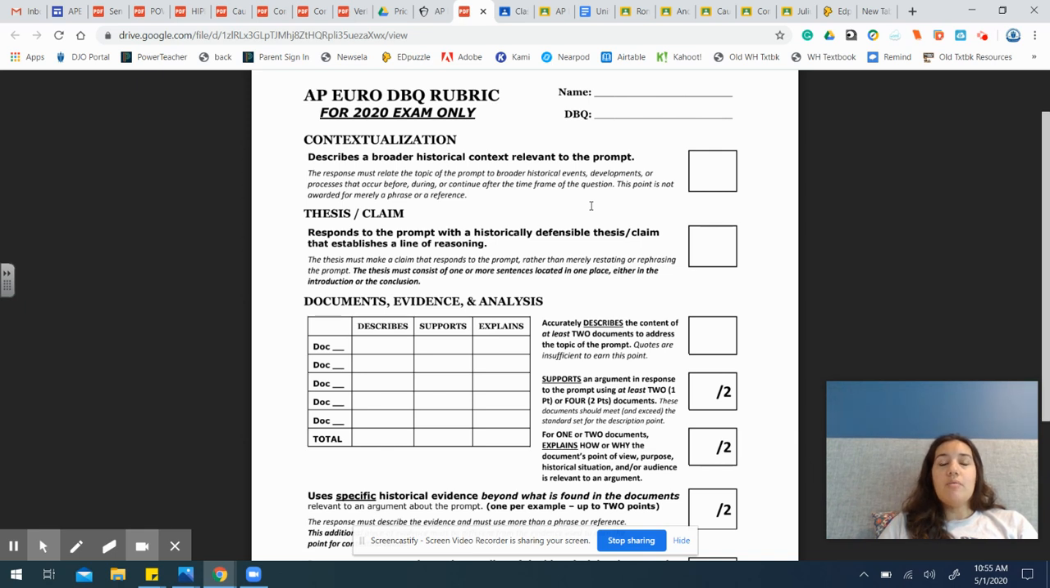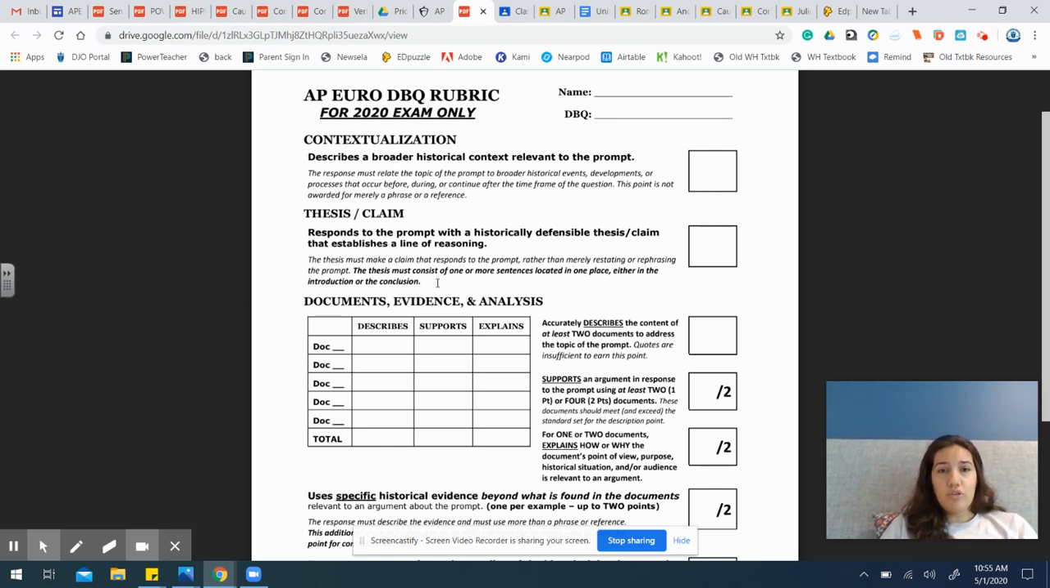Just think about this. AP readers don't like big statements. They want a specific statement so that you have specific thoughts and examples to support those statements, if that makes sense. Okay, so the thesis statement must consist of one or more sentences located in one place, either in the introductory or the conclusion. Your time constraint is 45 minutes to write. You do not need a conclusion. You don't get points for it. So it's just being redundant anyway. So just forget about the conclusion and focus on the introductory and body paragraphs.